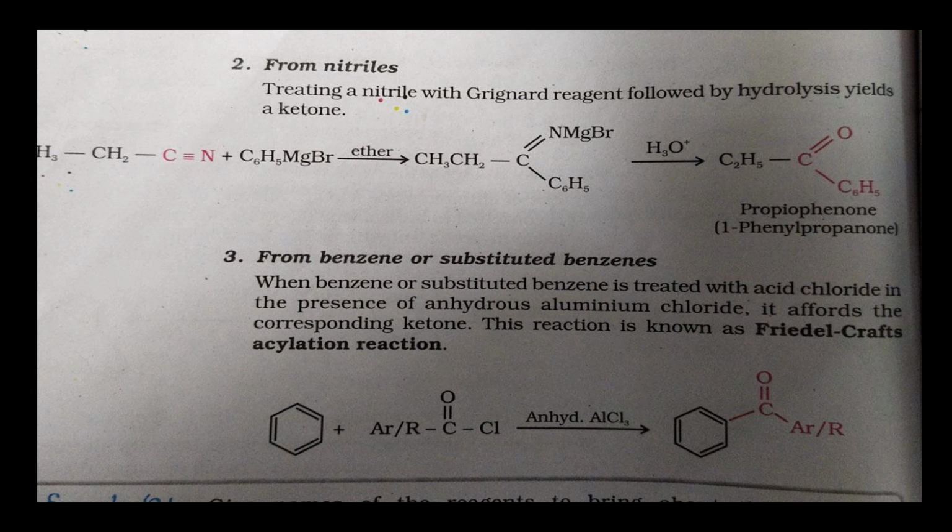Third one is from benzene or substituted benzenes. When benzene or substituted benzene is treated with acid chloride in the presence of anhydrous aluminium chloride, it affords the corresponding ketone. This reaction is known as the Friedel-Crafts acylation reaction. Benzene plus Ar or R-C(=O)-Cl in the presence of anhydrous aluminium chloride gives benzene-C(=O)-Ar or R.